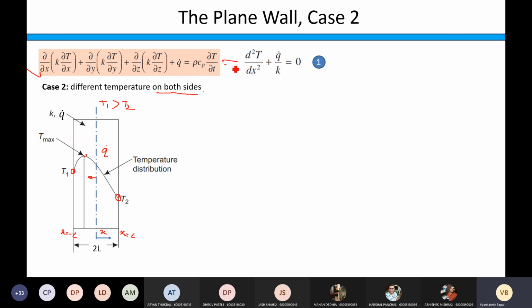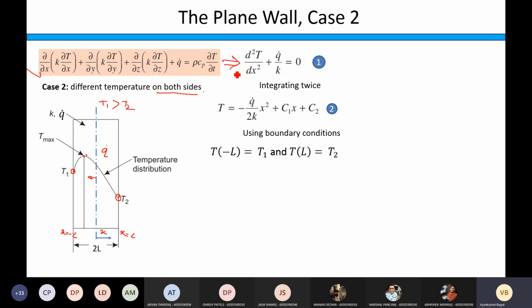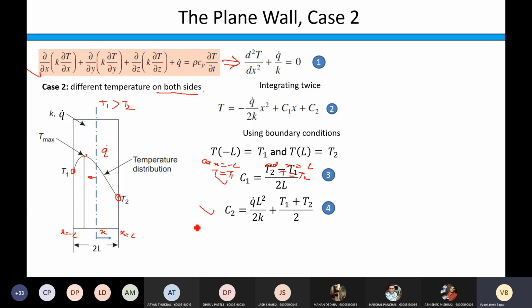Now the equation is simplified like this: d square T by dx square plus Q dot by K equal to 0. And I am integrating this equation twice, and you will get this equation. The only thing is you have to change boundary conditions again and again, and you will have the next case. So here, same boundary conditions are used. Only thing is at x equal to minus L, you have T is equal to T1, and at x equal to L, you have T is equal to T2. Right? Use those boundary conditions, find out constants C1 and C2.